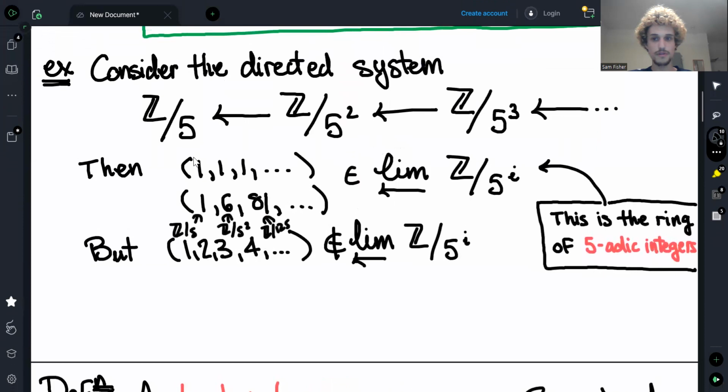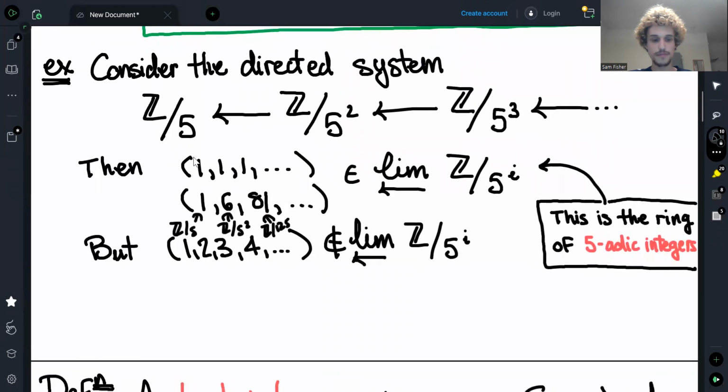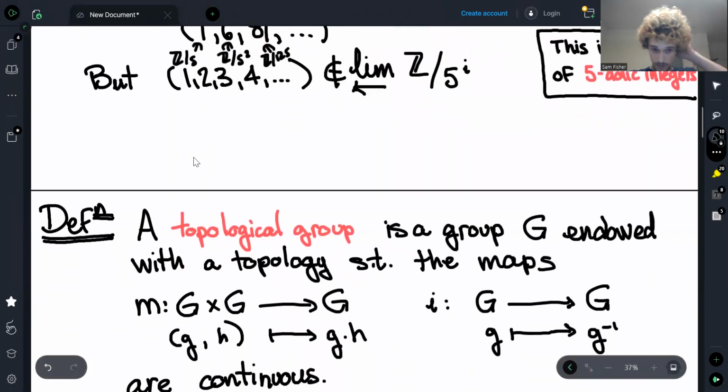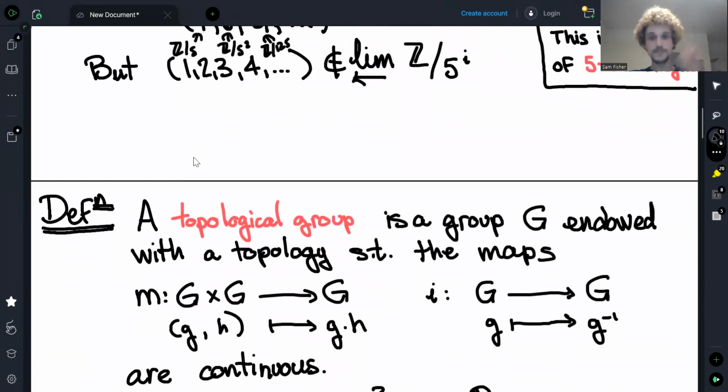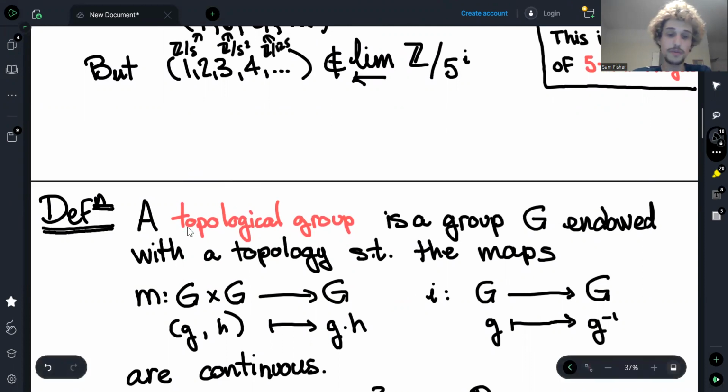Okay, so another definition. I want to get to the definition of a profinite group. So before that, I need to define a topological group. A topological group is a group with a topology that makes the multiplication and inversion maps continuous. I've written that down here.